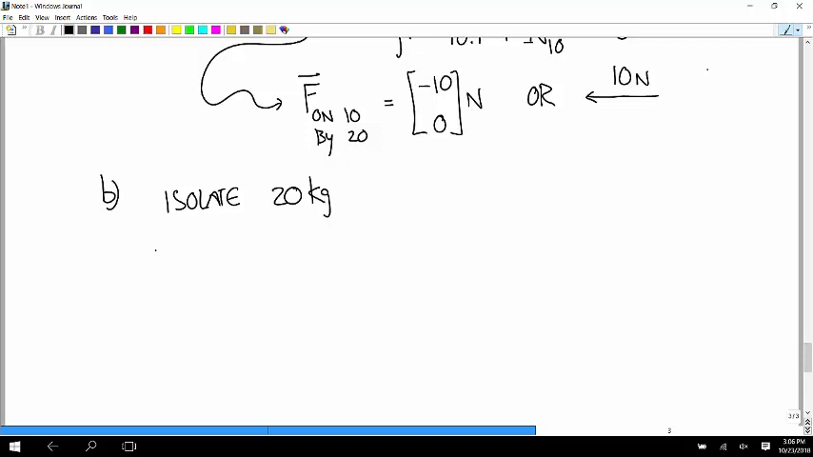Anybody have an idea what that answer is going to be? What's the force on the 20 by the 10? It is going to be the same. It's going to be 10 newtons just acting in the opposite direction. And that's getting at something that's going to be a key thing for us called Newton's third law.